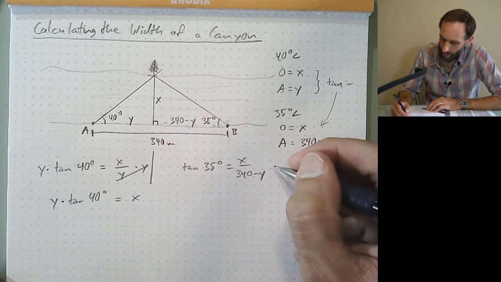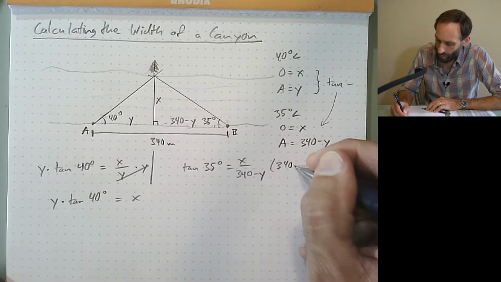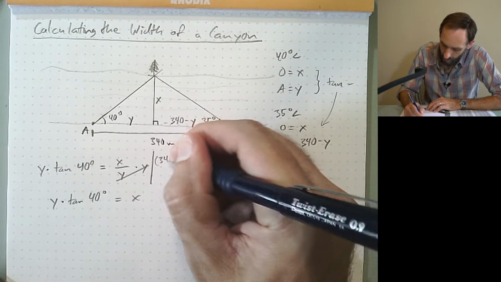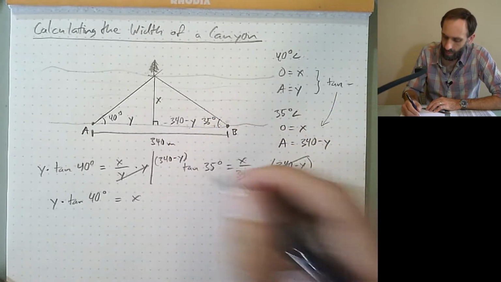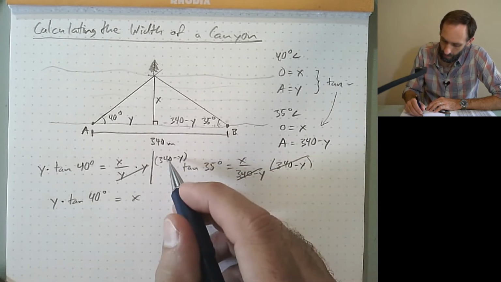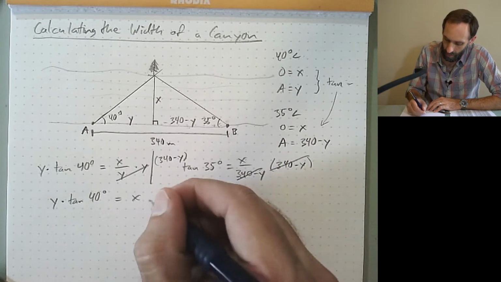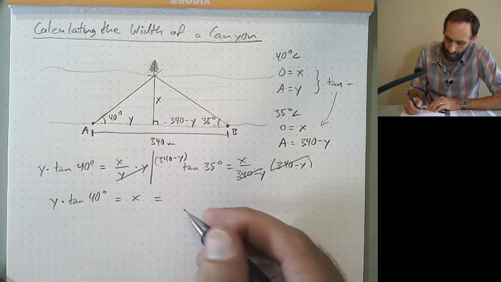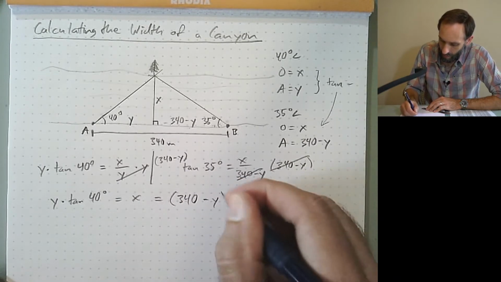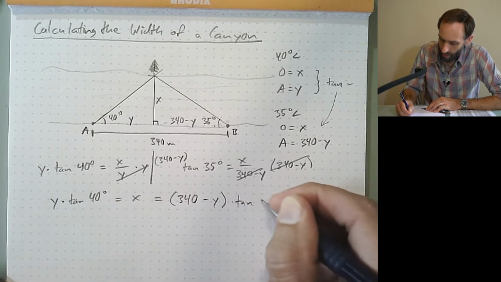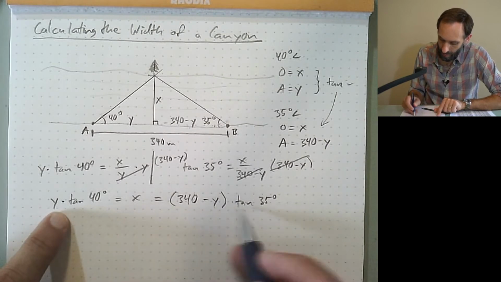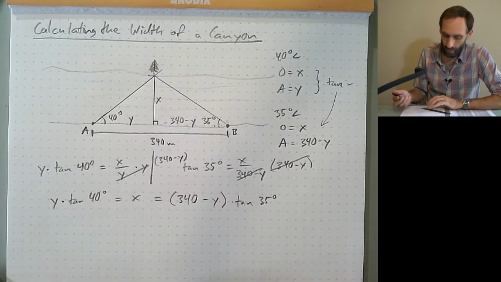Keep in mind these are two separate equations. So 340 minus y, those cancel out, and we multiply both sides by 340 minus y. Since these cancel out, I'm left with 340 minus y times tangent of 35 equals x. So that means I can put 340 minus y times the tangent of 35 degrees here as well. Since this equals x and this equals x, these two things equal each other.